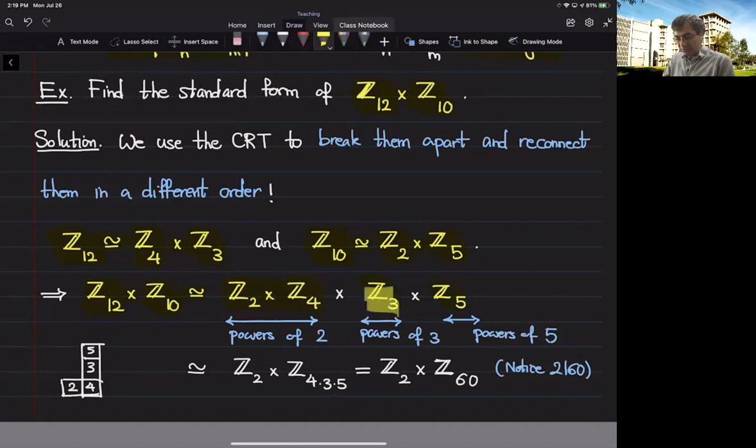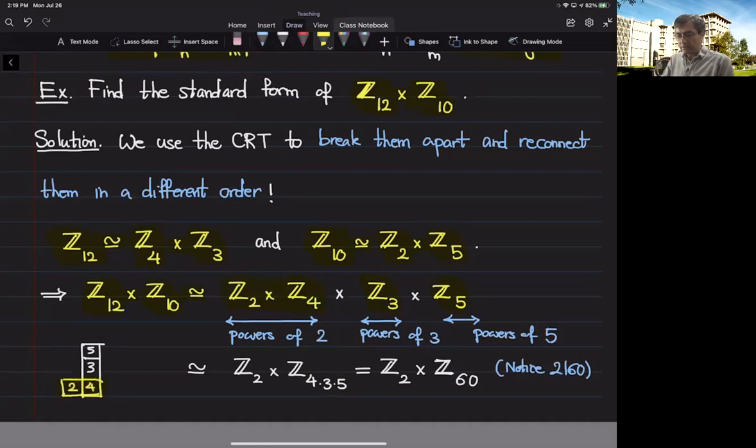How many factors do I have that are powers of 3? How many factors do I have that are powers of 5? And order them and make a building out of it. So for instance, here I have 2 factors that are powers of 2. So that's the maximum. So I put it in the base and I write 2, 4.